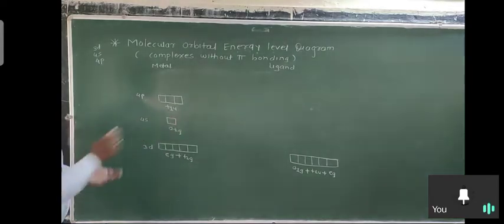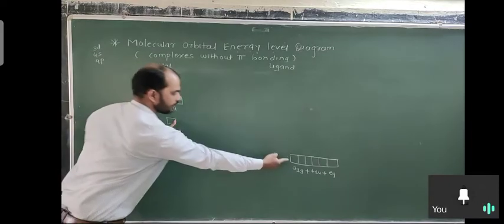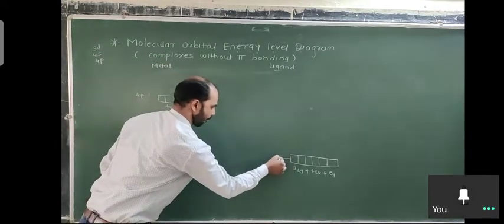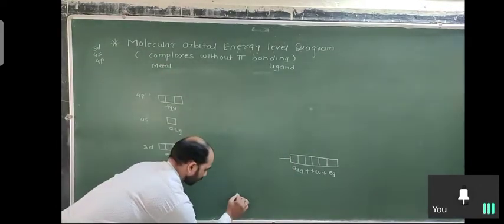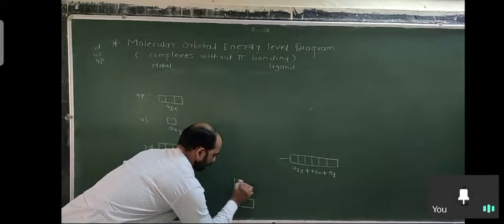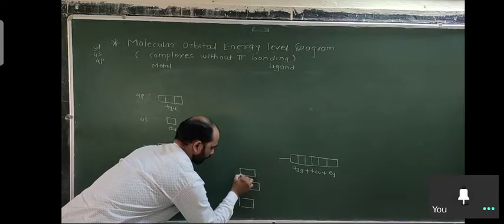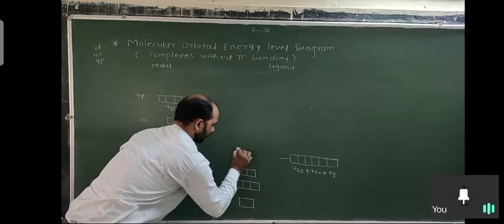Let's show the combination here. The first combination is A1G with A1G, so at the bottom there is A1G. After it there is T1U. After that Eg. So here there are 3 orbitals.